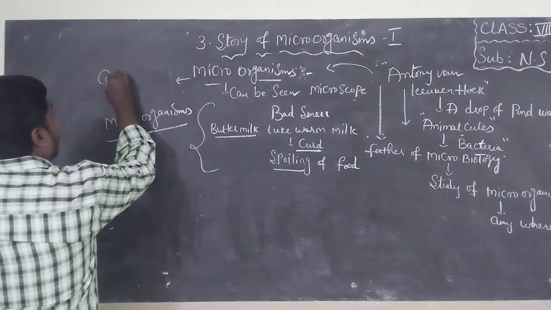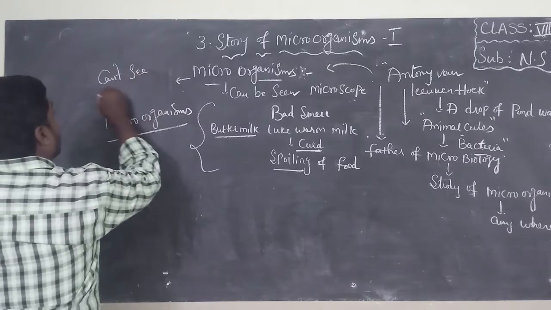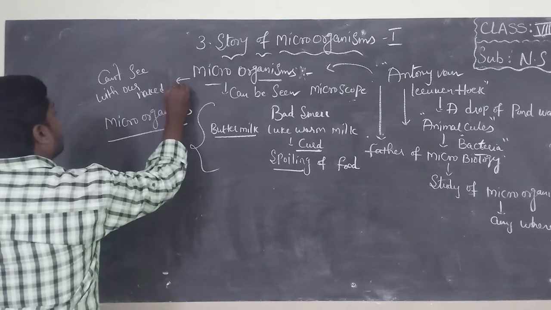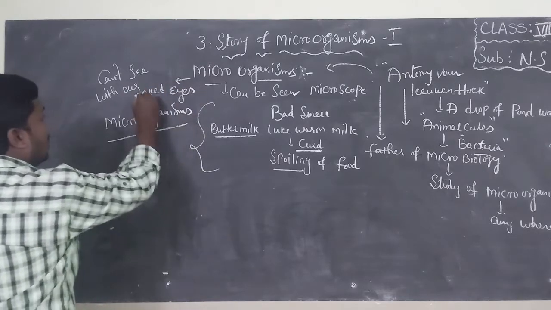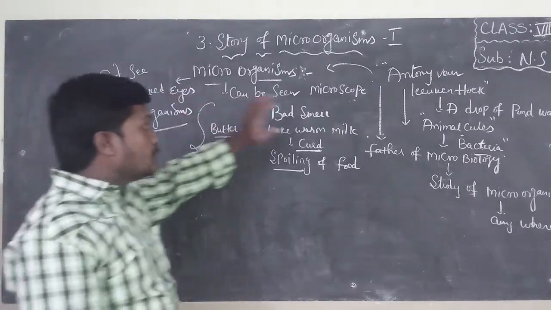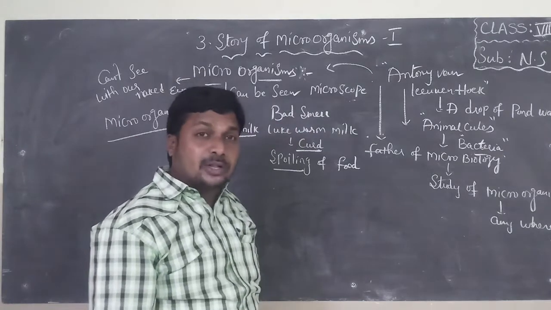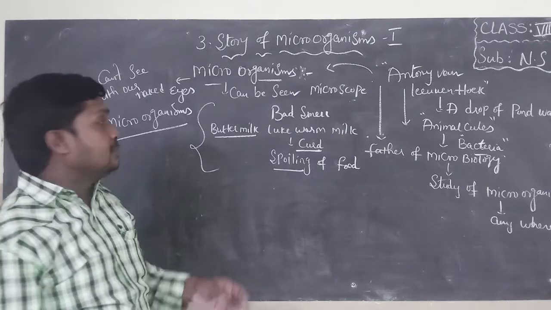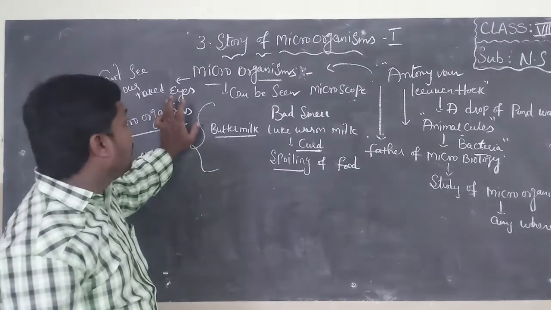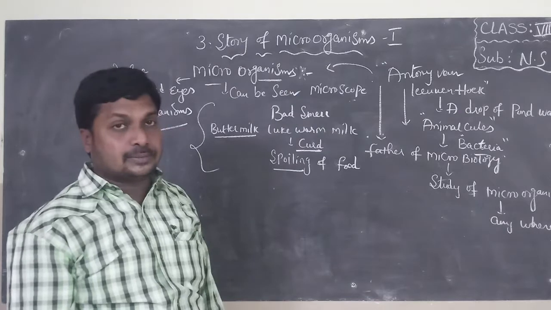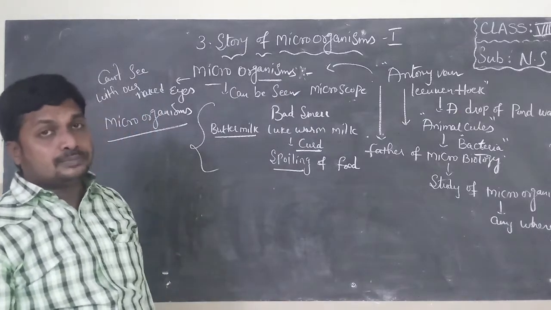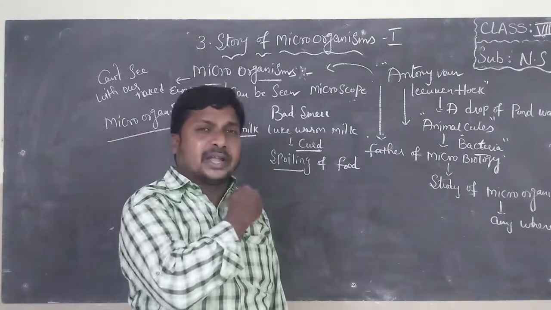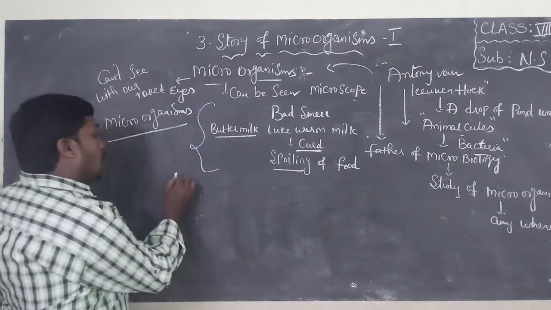So, microorganisms cannot be seen with our naked eyes. They can be seen only with the help of a microscope. Why? Because they have a simple body structure. That's why we can observe microorganisms with the help of a microscope, not with our eyes. So, if you observe, there are so many microorganisms present in our nature, they may be present anywhere.